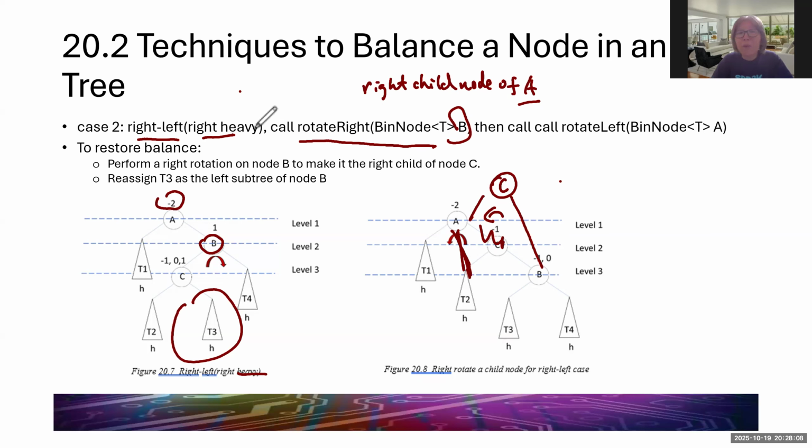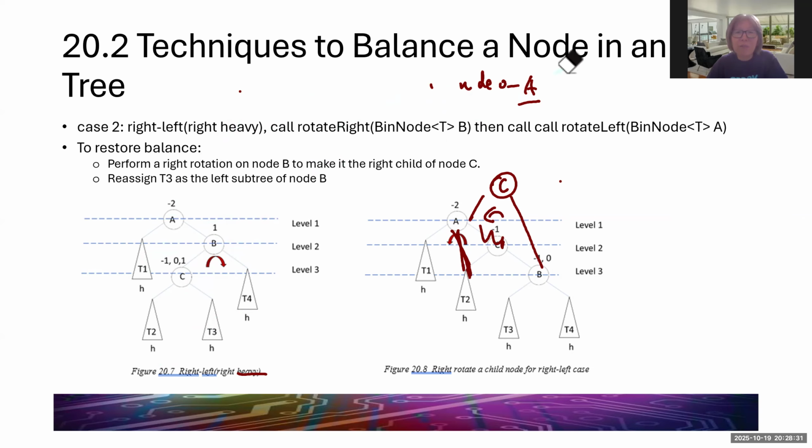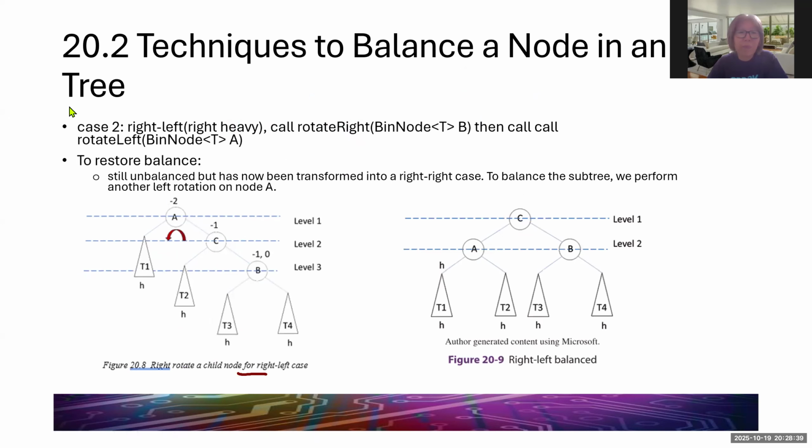So we first do a right rotation to change the case from case 2 to case 1. Then apply the left rotation from case 1. Then it's going to be balanced. So this is for the right-left case. Yeah, we already showed this.